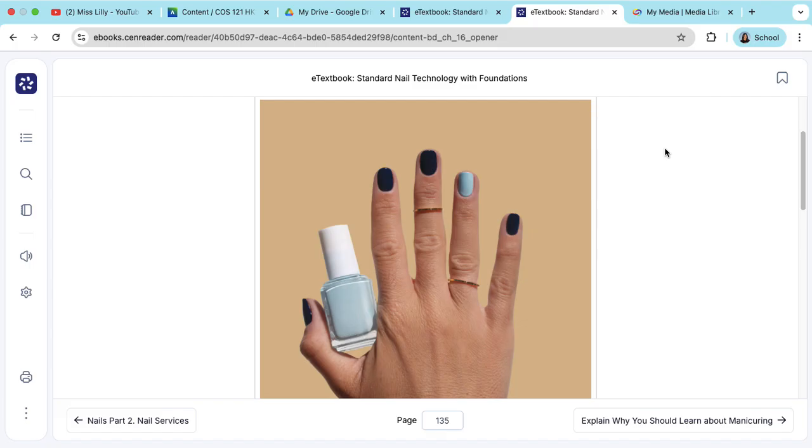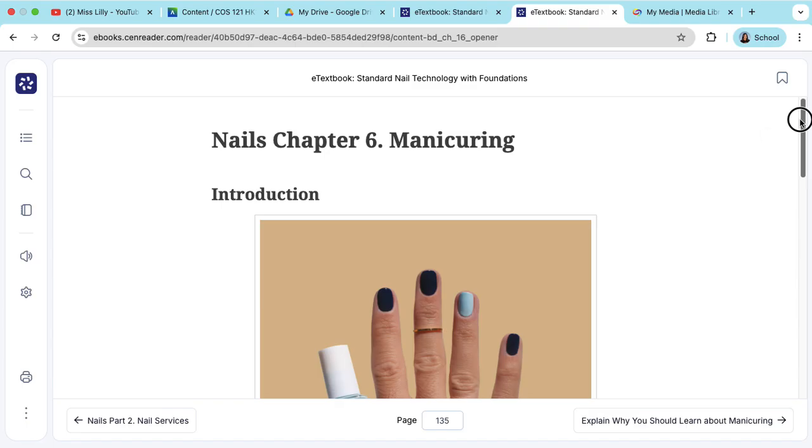Today, our chapter is going to be about manicuring. From the nail chapter, it will be chapter 6, manicuring. This chapter is also good for cosmetology. It includes the same information.